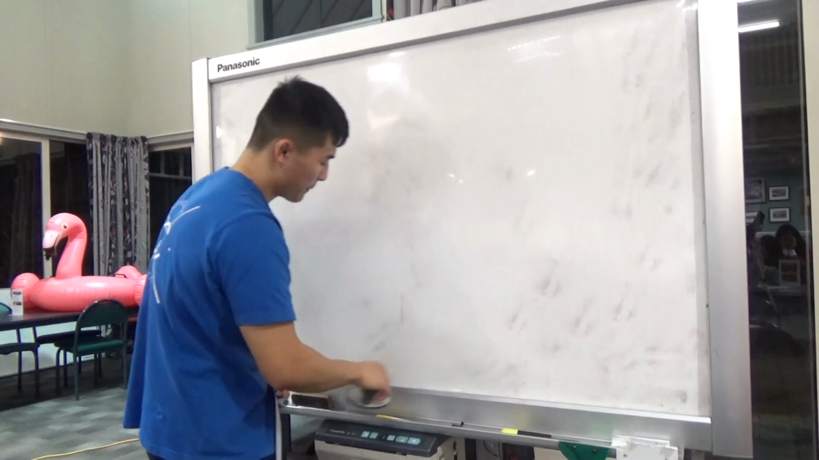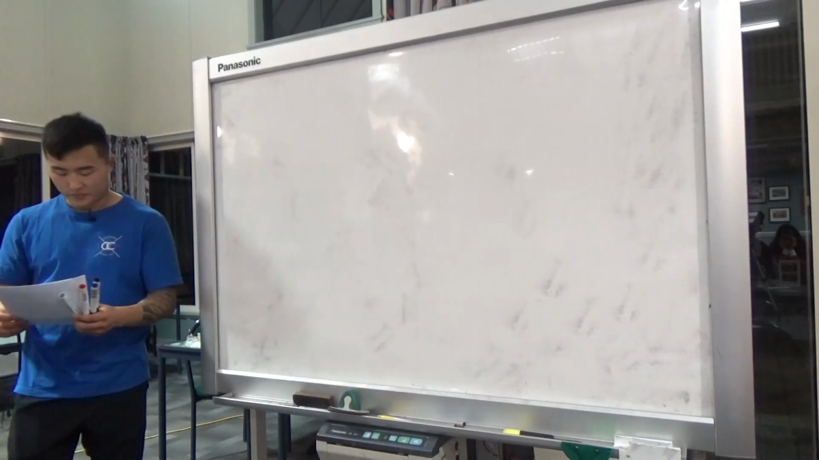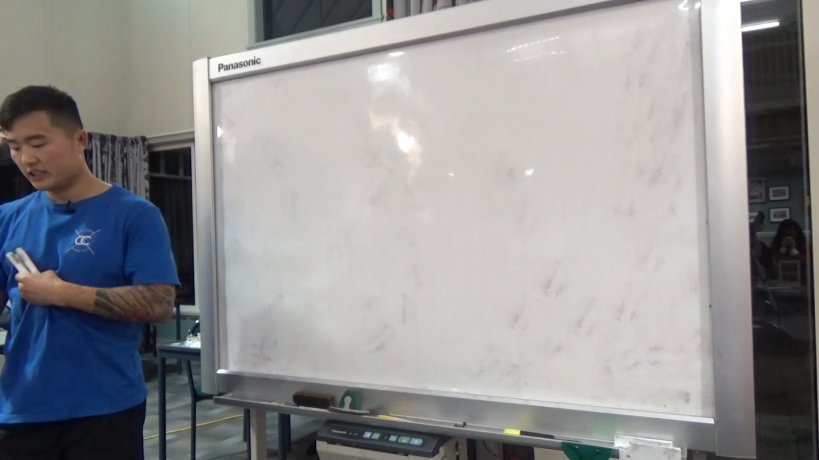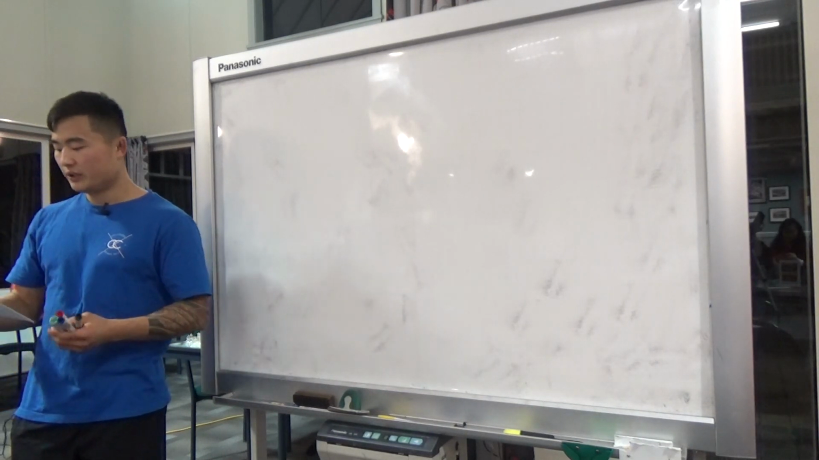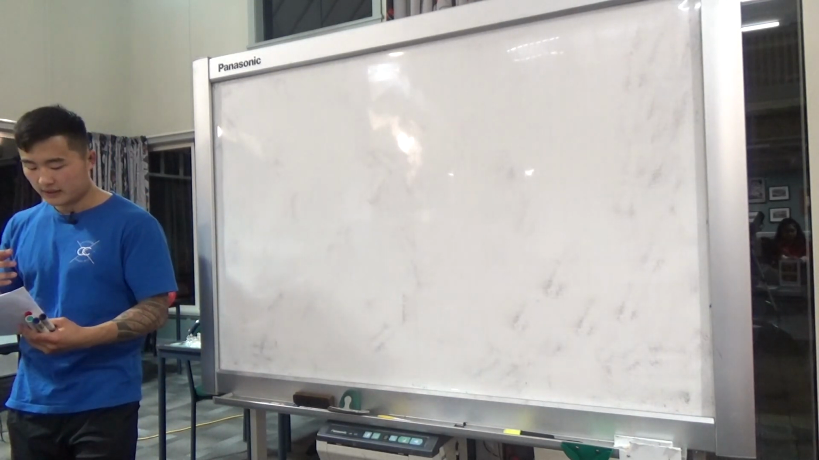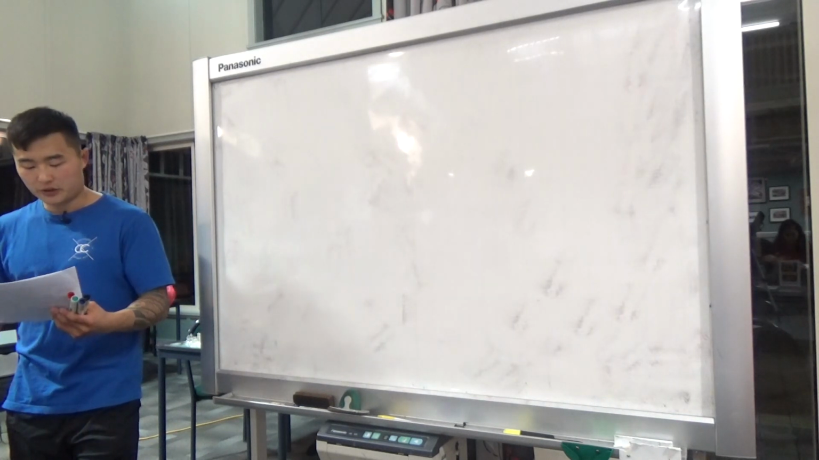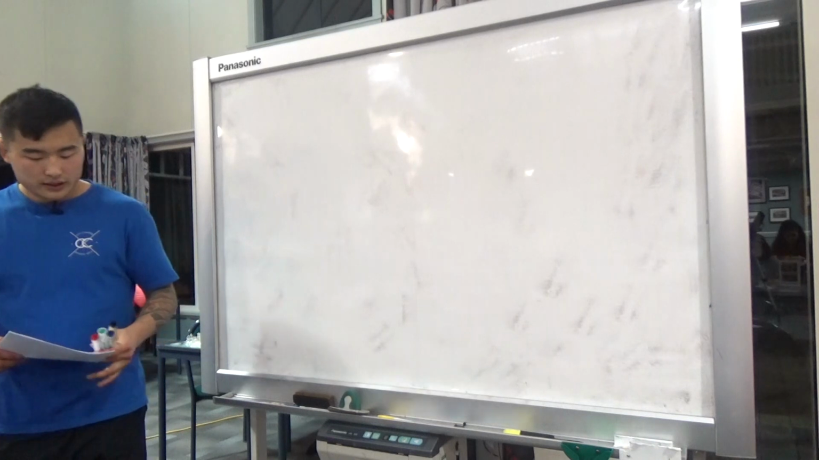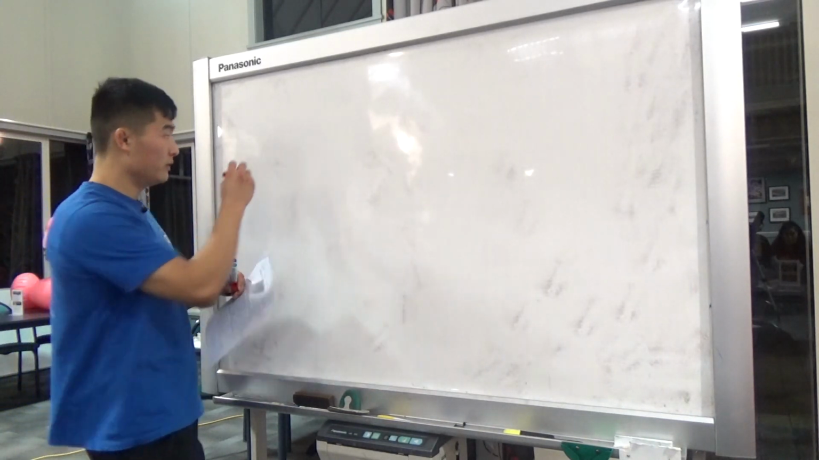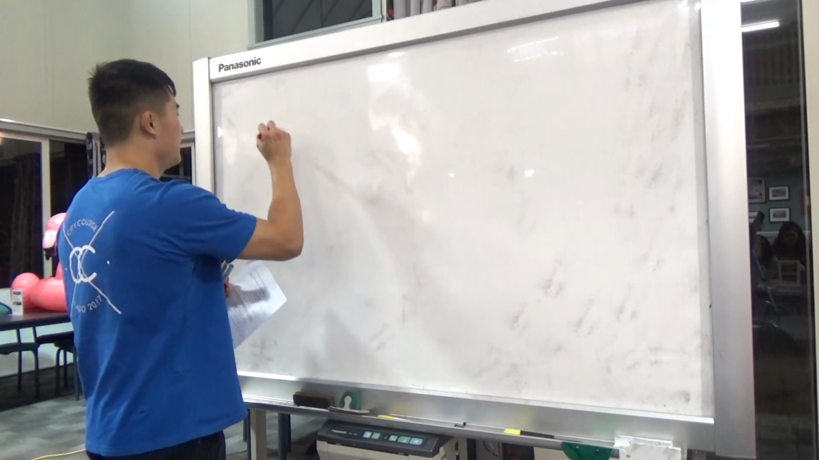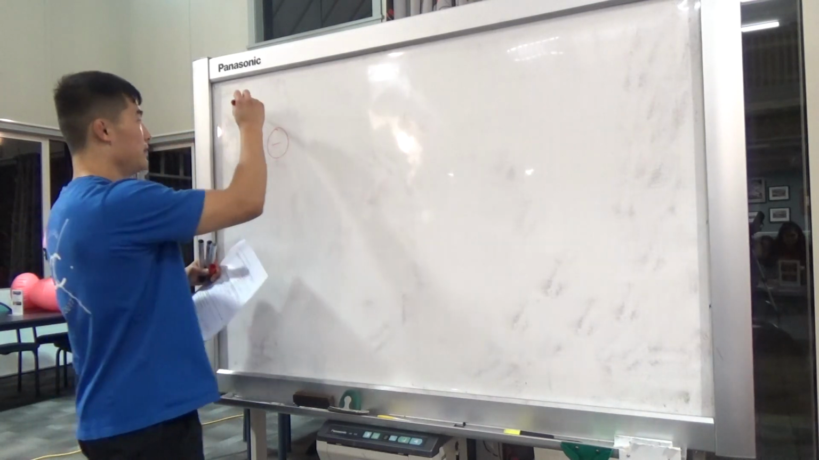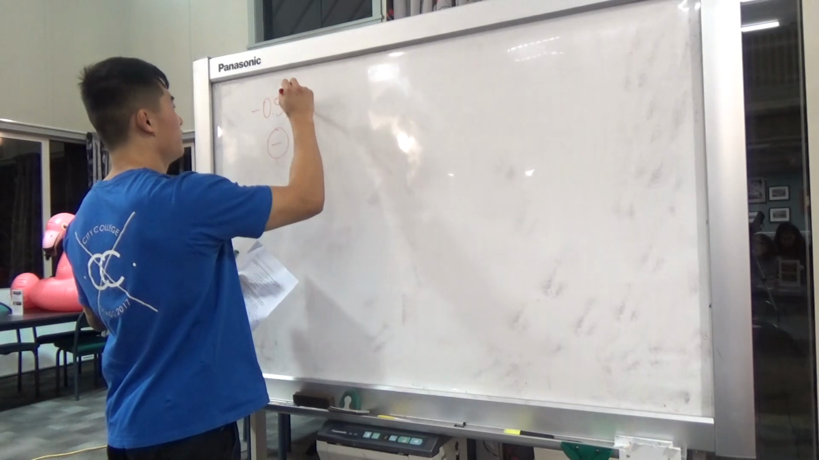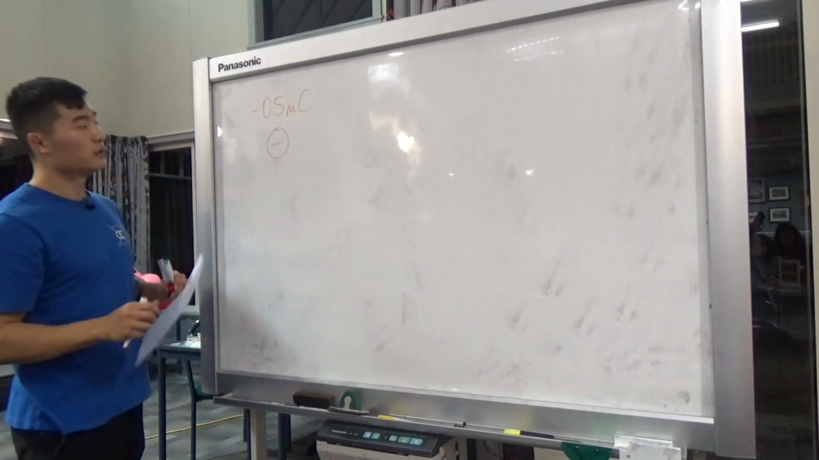So number 2: what is the magnitude and the direction of the electric field at a point 2 meters to the right of a negative 0.5 microcoulomb point charge? Okay, so we have our negative charge here, and it's negative 0.5 microcoulombs.